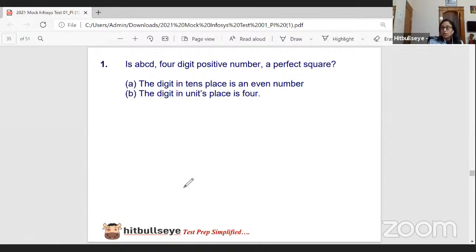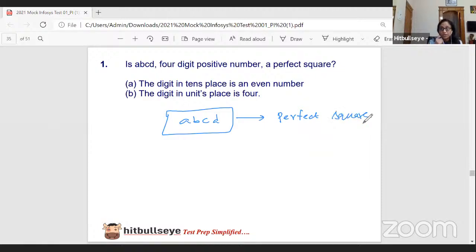Is ABCD, a 4-digit positive number, a perfect square? The question is asking: ABCD is a 4-digit positive number. Can you tell me, is it a perfect square or not? Please remember, I said the answer to the question has to be a unique answer. You cannot answer like maybe. You have to answer either a sure yes or a sure no. You cannot say sometimes it is yes, sometimes it is no.